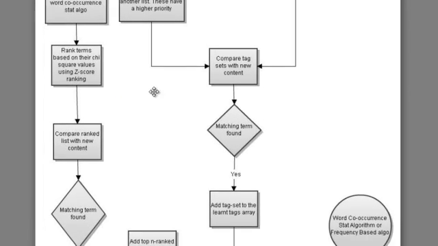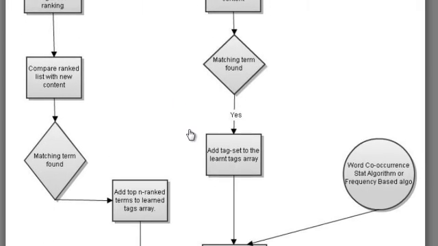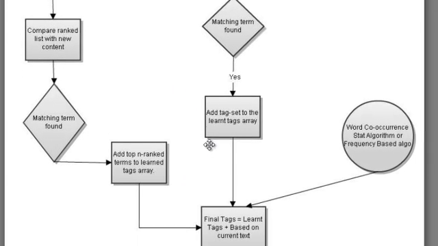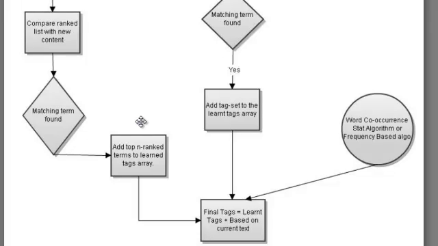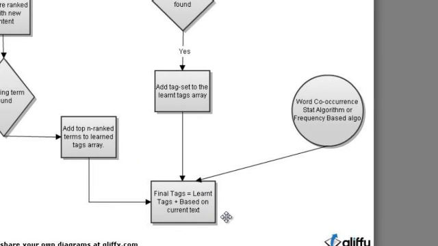Then, given new data, we compare these tag sets with the new content. If a matching term is found, we add the particular tag set to the learned tags array. Also, the ranked list of terms is compared with the new content, and the top n ranked terms are extracted. So the final tags are a combination of both these processes.